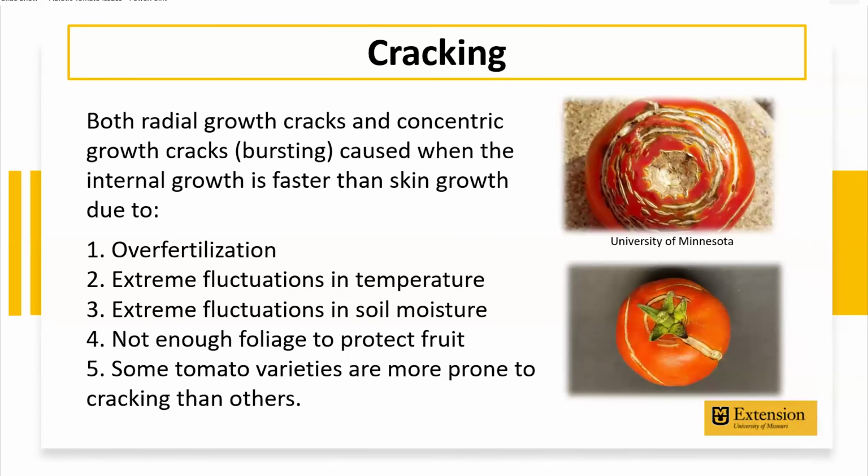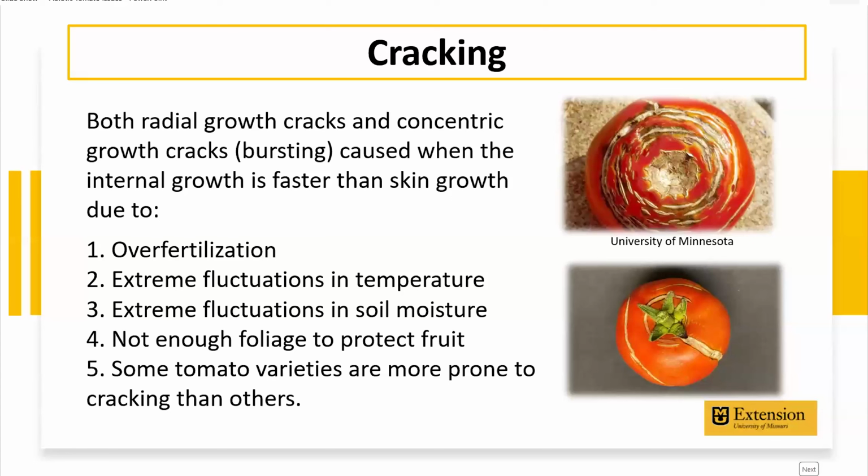Cracking, and I have this on my one tomato that I do see, and I've gone ahead and taken it off of the plant before it actually started turning red. They can be radial growths. They can be concentric growths. So they can grow in that circle or they can grow up and down essentially along that fruit line.